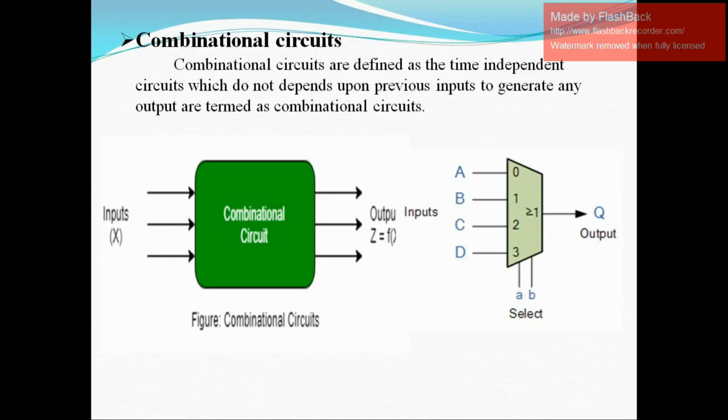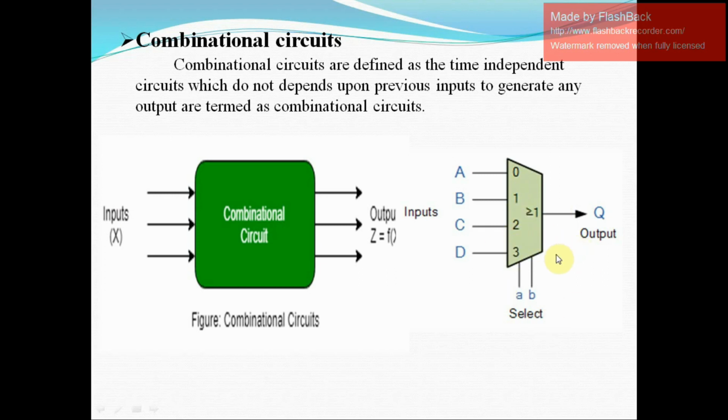Combinational circuits are defined as time-independent circuits which do not depend upon previous inputs to generate any kind of output. In a simple definition, a combinational circuit is a circuit which produces an output that depends only on the present state of the input. Here we'll see one example.